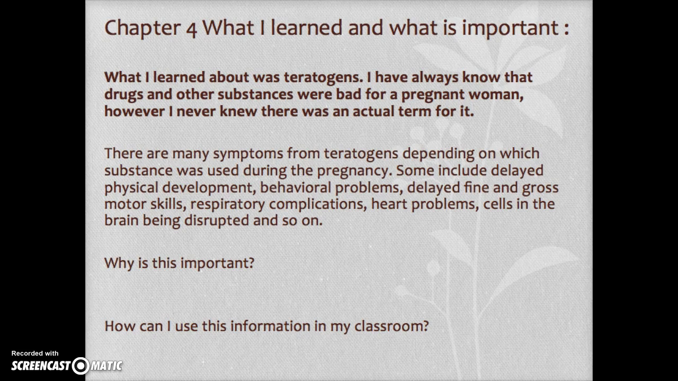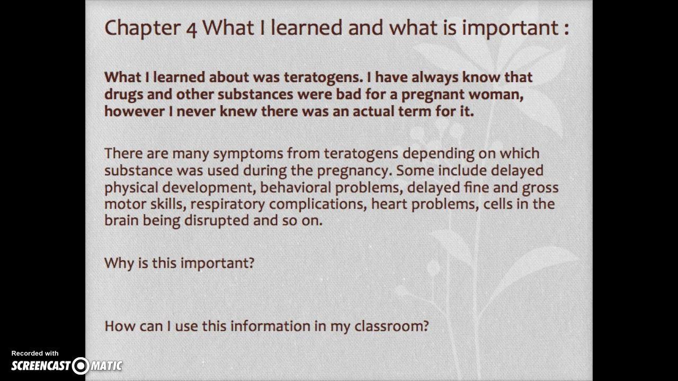In chapter 4, what I learned and what I thought was important was I learned about teratogens. I've always known that drugs and other substances were bad for pregnant women, however, I didn't know there was an actual term for it. There are many symptoms from teratogens depending on the substance that was used during the pregnancy. Some include delayed physical development, behavioral problems, delayed fine and gross motor skills, respiratory complications, heart problems, cells in the brain being disrupted, and so on.